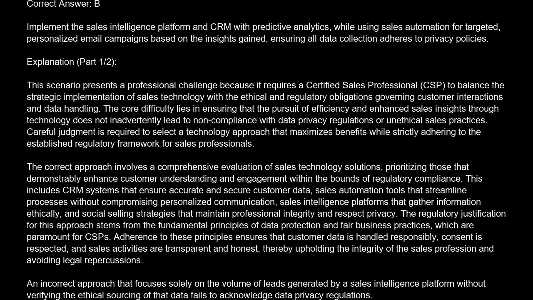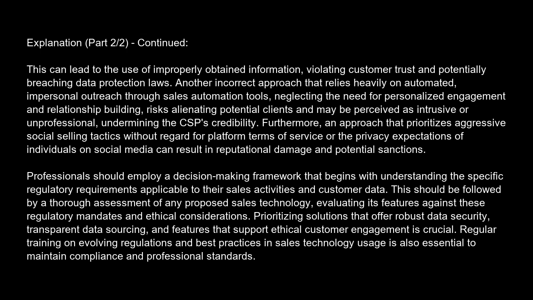An incorrect approach that focuses solely on the volume of leads generated by a sales intelligence platform without verifying the ethical sourcing of that data fails to acknowledge data privacy regulations. This can lead to the use of improperly obtained information, violating customer trust and potentially breaching data protection laws. Another incorrect approach that relies heavily on automated, impersonal outreach through sales automation tools, neglecting the need for personalized engagement and relationship building, risks alienating potential clients and may be perceived as intrusive or unprofessional, undermining the CSP's credibility.